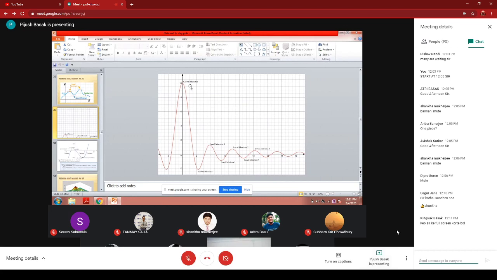And similarly, there are a number of minimum points here, here, here.